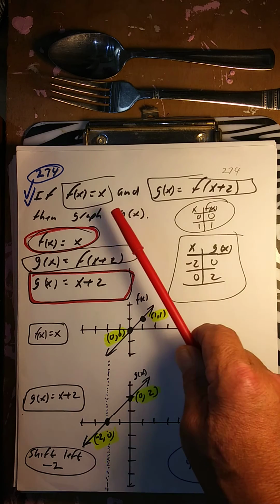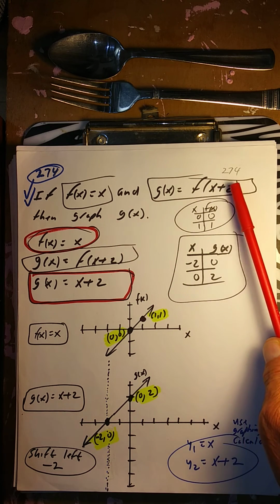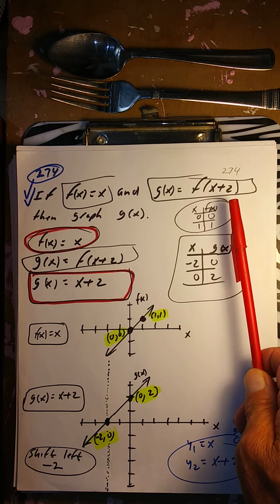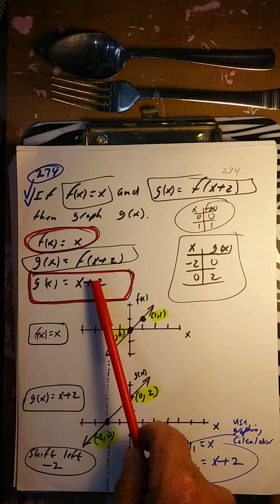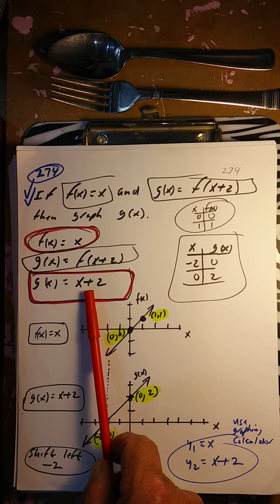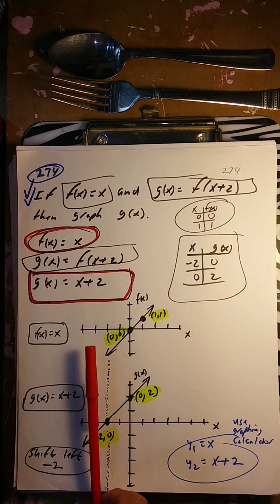f of x equals x. g of x equals f of x plus 2. So what's going to happen is x plus 2 is going to go the opposite of this. It's not going to go positive 2. It's going to go to the left 2 spaces. That's it. We're done.